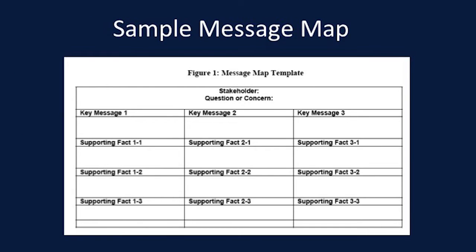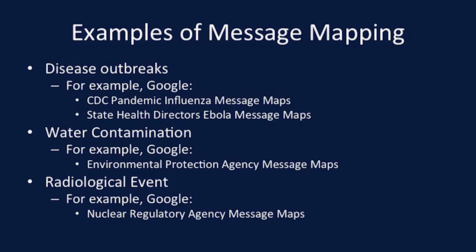The message map, this is a simple figure that shows what a message map looks like. It would be produced for a particular issue, crisis event, emergency. As you see at the very top, it starts off with the stakeholder, the question or concern, and then moves its way in blocks of threes with key messages and supporting facts.